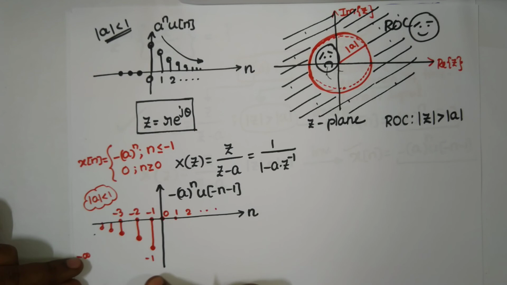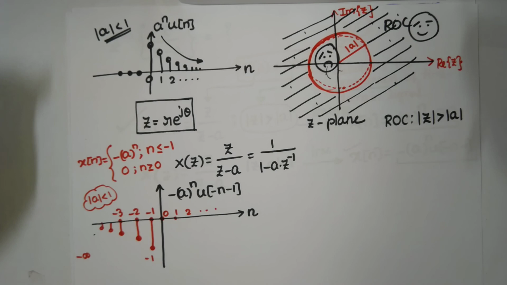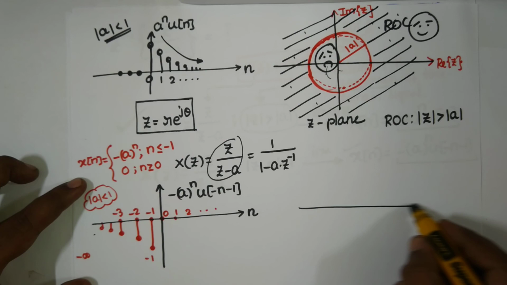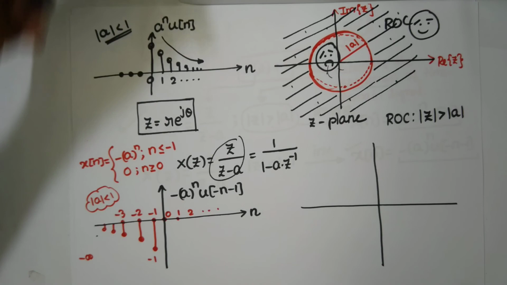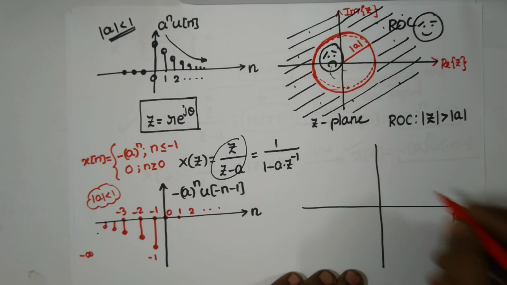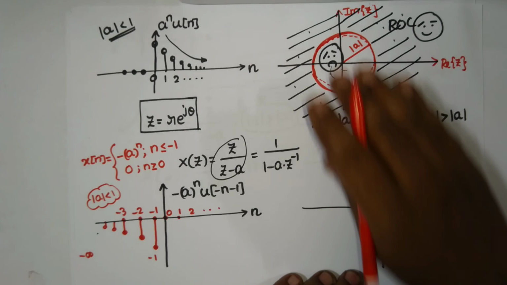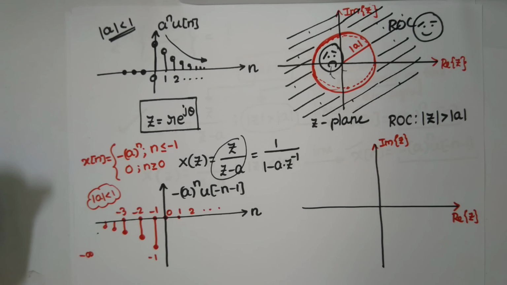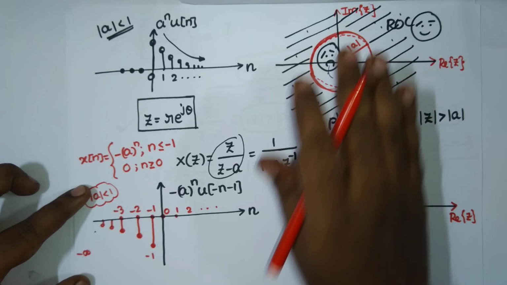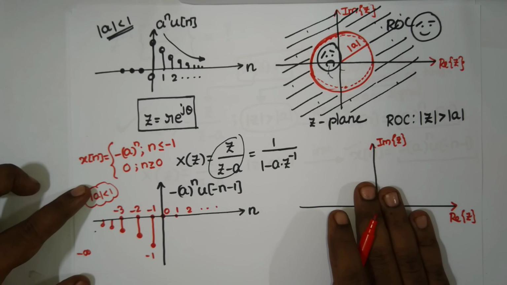Now if you want to observe the region of convergence for this, fortunately or unfortunately, x of z for the anti-causal sequence also has the same form. But although we have the same form, the ROC is what tells us where it is valid, so we can trust the region of convergence. This is the real part, this is the imaginary part, and this is the complex plane. Sometimes we call the z transform a direct z transform, because we are transforming a time domain sequence to its complex representation.